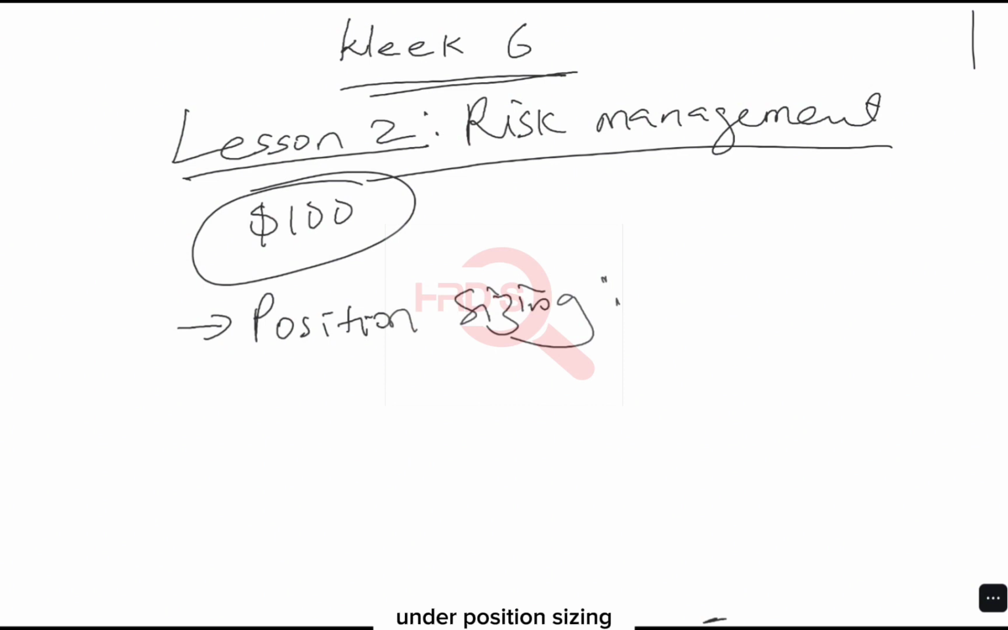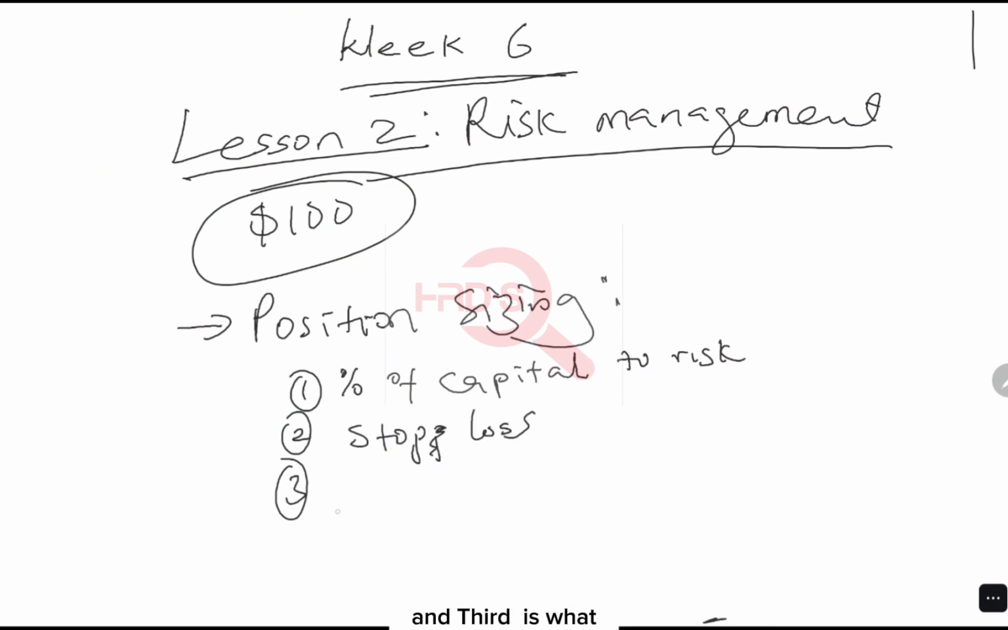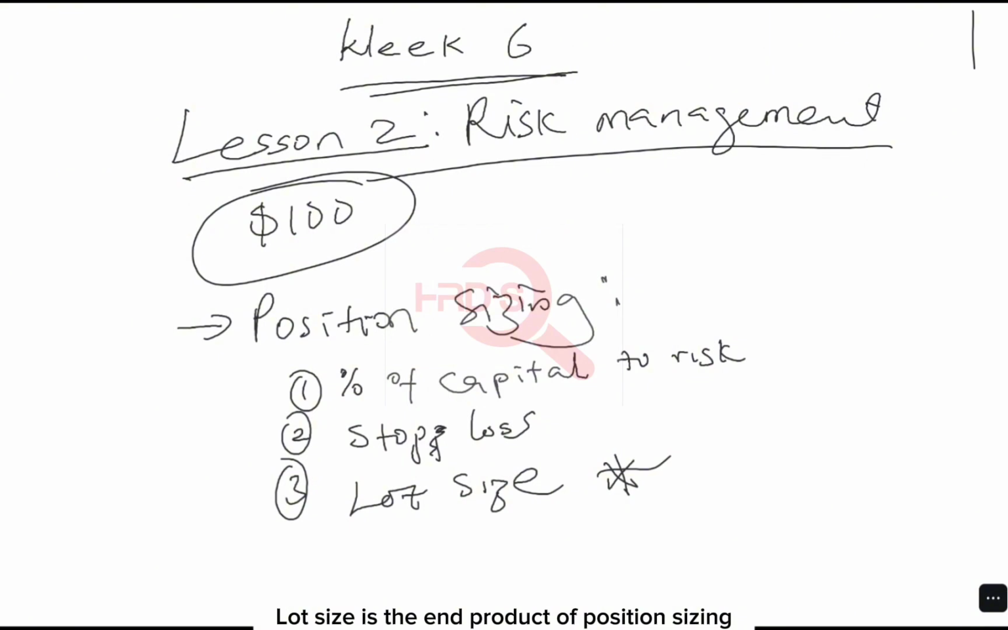Under position sizing, we are going to be considering three things while calculating the position sizing. One is the percentage of your capital you are willing to risk. Second is your stop loss, and third is what? Lot size. Lot size is the end product of the position sizing calculator.